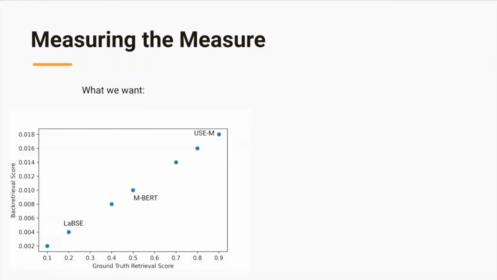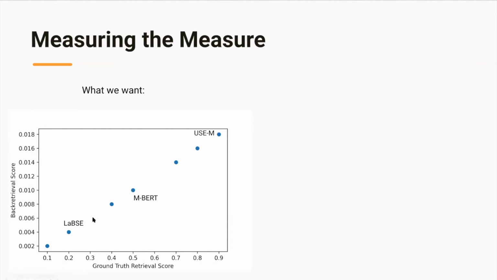If you would try to run this method on different encoders, this is kind of what you would want to achieve. You would take an encoder, compute an actual ground truth retrieval score, and then compute a back retrieval score. And you would want a situation where if something scores higher on the ground truth retrieval score, it should also score higher in the back retrieval score.